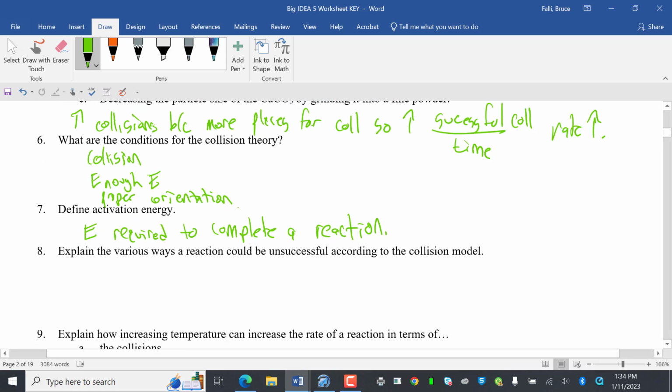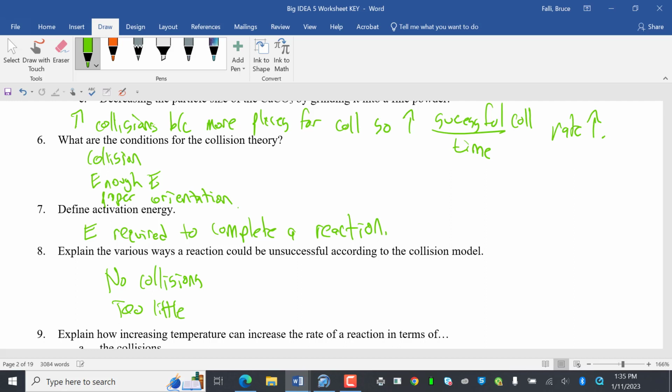Explain the various ways a reaction can be unsuccessful according to collision theory. Particles don't hit. Oops, I'll change that to no collisions. Too little energy. Improper orientation with a collision.